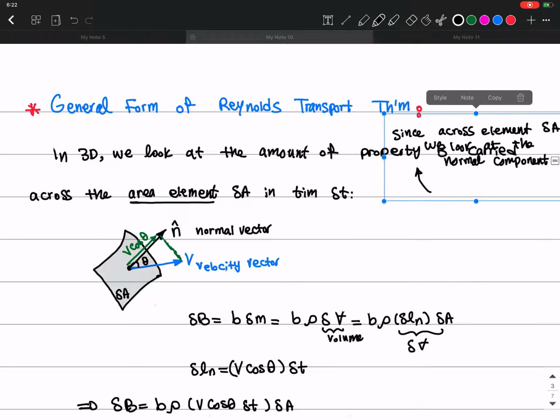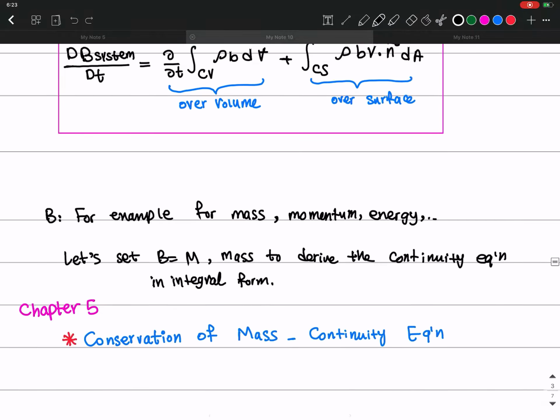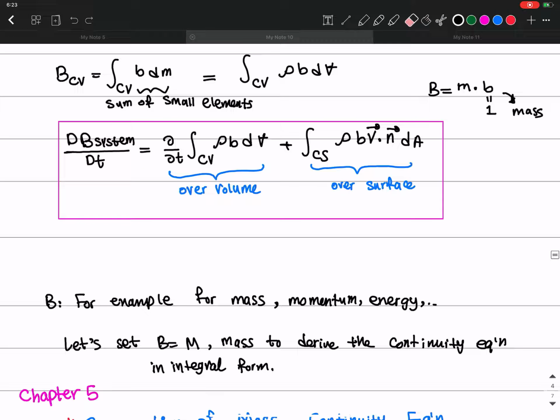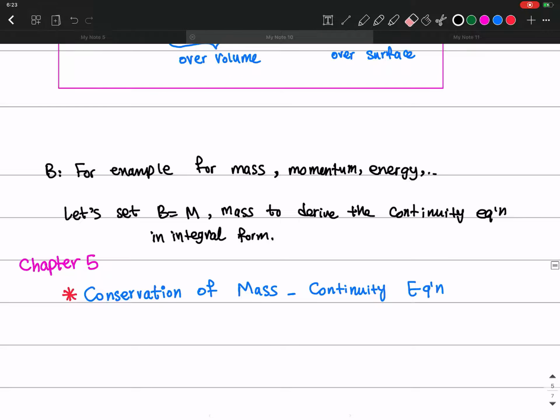And then we set small b to v instead of 1, and this will give us the conservation of momentum. Okay, so we want to derive these conservation laws using this transport theorem. And the first one I want to derive is conservation of mass or continuity.